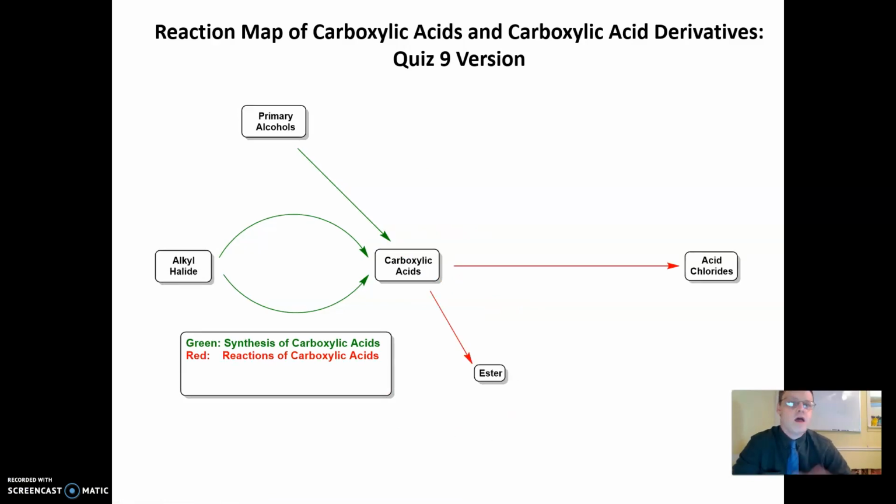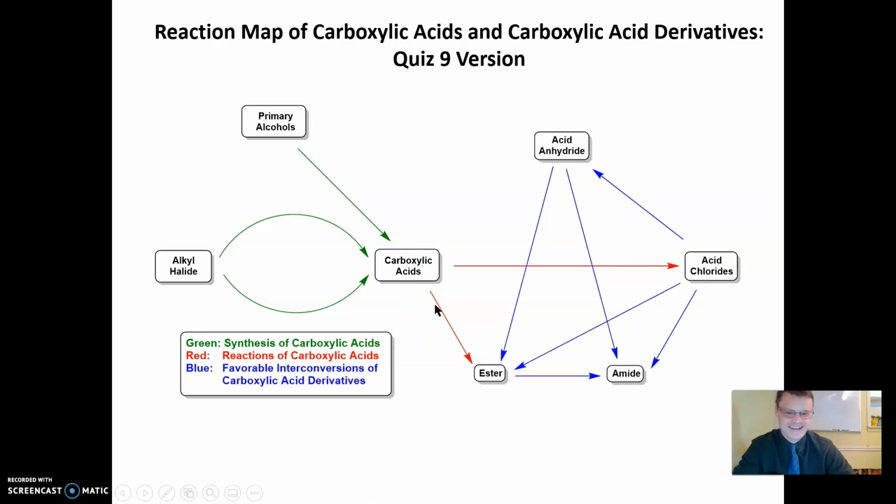We also know that we can take carboxylic acids and make a couple of other functional groups. So we can make acid chlorides, or we can make esters via the Fischer esterification. We can also do reductions of carboxylic acids to make alcohols or aldehydes, but I completely forgot to put that on quiz 9. I think I might have forgotten to put those on quiz 8 too. So they'll probably end up on a future quiz or exam.